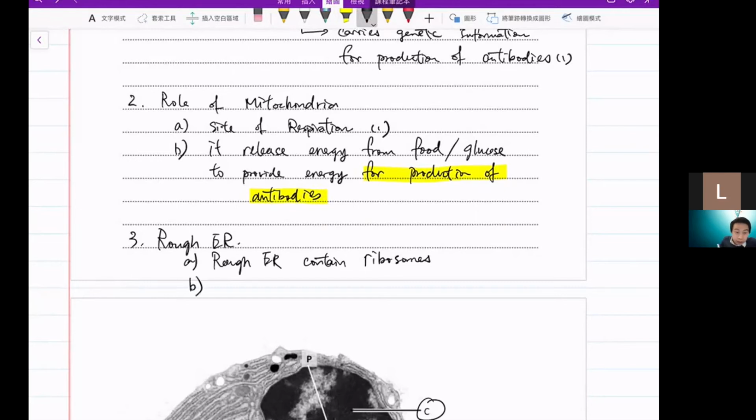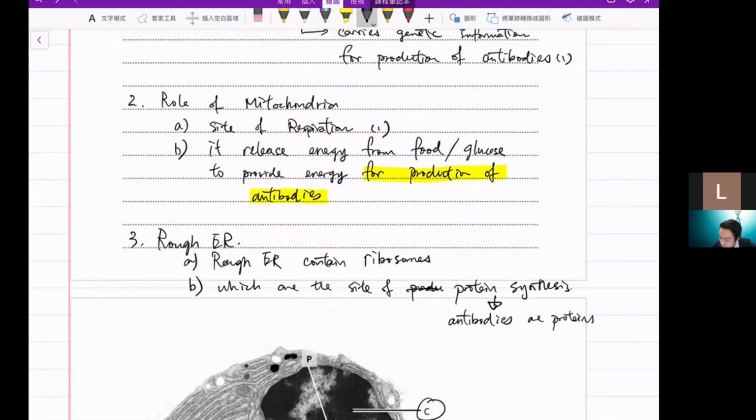which are the site of protein synthesis. Then, in this point, you need to tell me antibody is a kind of protein. Otherwise, you will get no marks. So antibodies are proteins. All right.